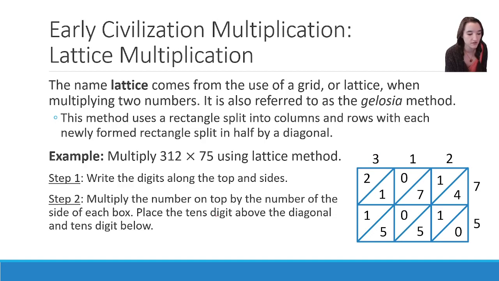Next, we multiply the number on the top by the number on the side of each box. Then we place the tens digit above the diagonal and the ones digit below. That should say ones, my bad. So, once we do this, for example, I have 3 times 7 is 21. 1 times 7 is 07. We do have to remember to put in our zeros. 2 times 7 is 14. 3 times 5 is 15.